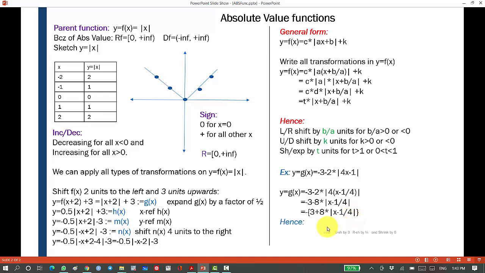And what we have here is, first of all, we have x reflection because of this negative sign. Second, we have upward shift by 3 units because of this 3. Then we have right shift by 1 over 4 units because of this minus 1 over 4. And we have shrinking by factor 8 because of this 8. Remember that what we do is we first apply all these transformations here, then finally we reflect it with respect to the x axis.